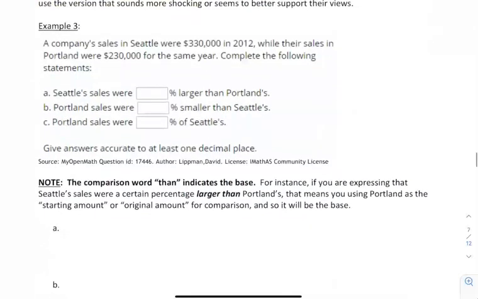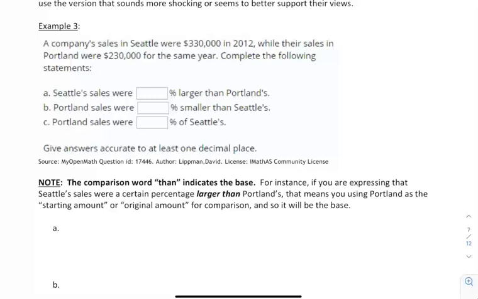So in this example, a company's sales in Seattle were $330,000 in 2012, while their sales in Portland were $230,000 for the same year. So Seattle's sales were what percent larger than Portland's? We can do: Portland sales were what percent smaller than Seattle's, or we can say Portland sales were what percent of Seattle's. Three different ways to represent the same thing.